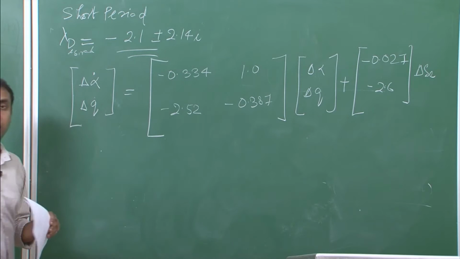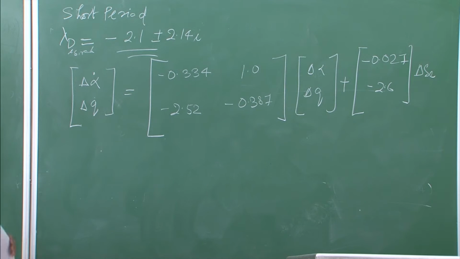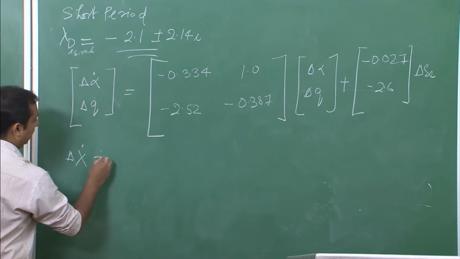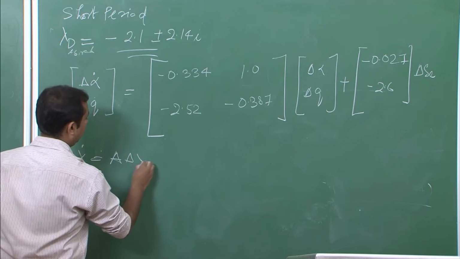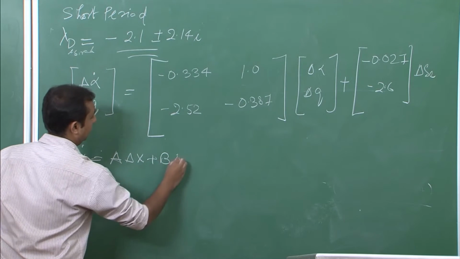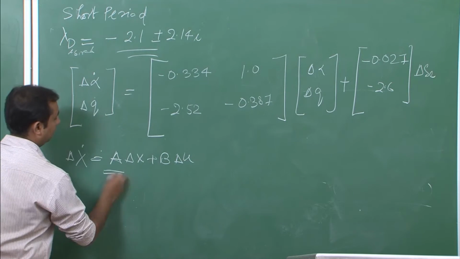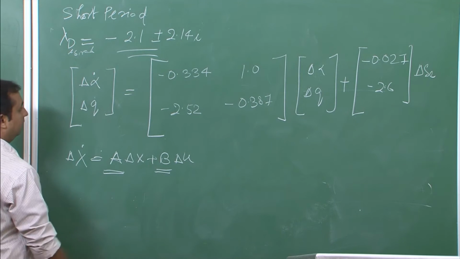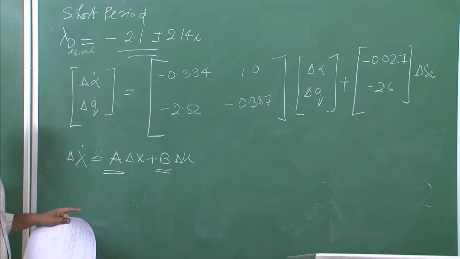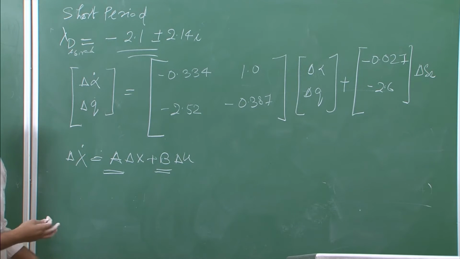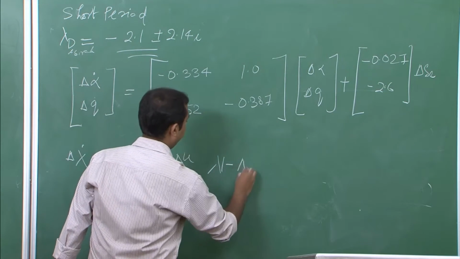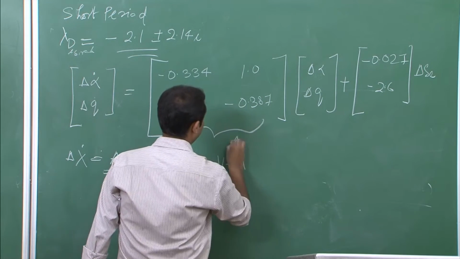As we have earlier seen, this is the state space representation, which is given by delta x dot equals A delta x plus B delta u. A is known as the system matrix, and B is known as the control matrix. So for this particular state representation, what will be the eigenvalues of this state space matrix? You can easily determine them using determinant of lambda I minus A. This is your A matrix.